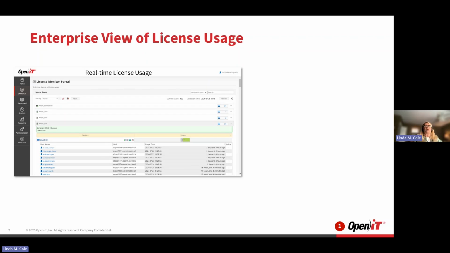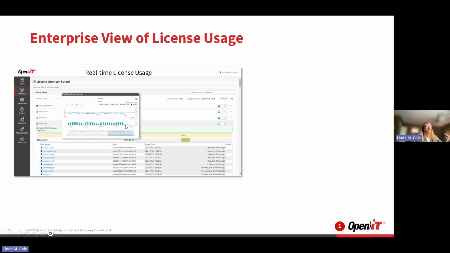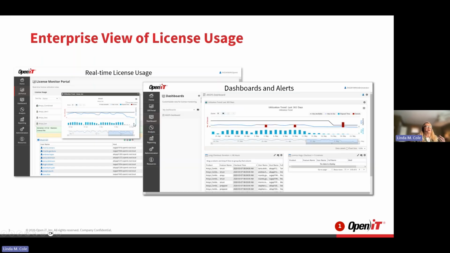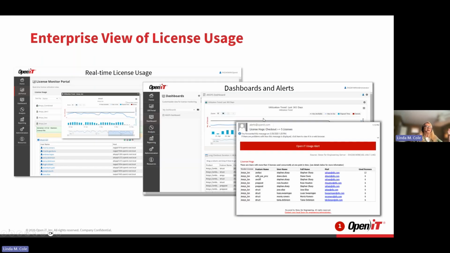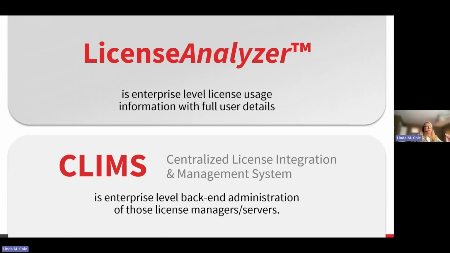But I want to start with our flagship product to compare and contrast. We've got folks on the call today, some are customers and some are prospects, but we want to start with our flagship product, which is License Analyzer, and that's where we're providing all of that front-end usage information with detailed user real time as well as historical information, usage trends, all types of reporting, dashboards, and alerts. So if we think of License Analyzer as the front end, if you will, we're going to contrast that where CLIMS is the enterprise level back-end administration of those license managers and servers.